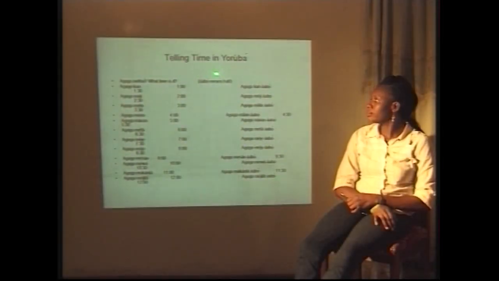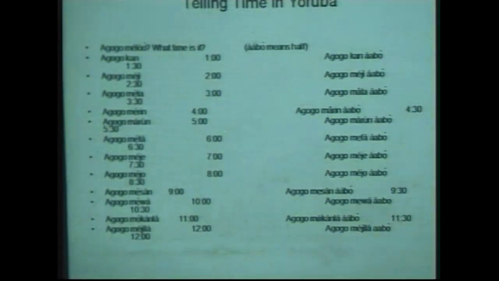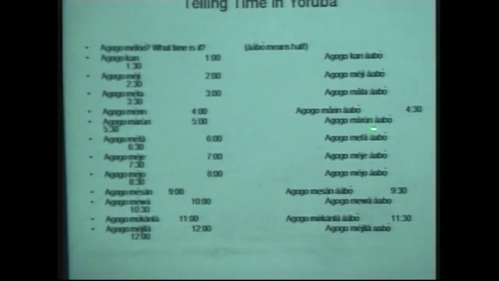Telling time in Yoruba. Agogo melo? What time is it? Abo means half. Agogo kan, 1 o'clock. Agogo kan abo, 1:30. Agogo meji, 2 o'clock. Agogo meji abo, 2:30. Agogo meta, 3 o'clock. Agogo meta abo, 3:30. Agogo merin, 4 o'clock. Agogo merin abo, 4:30. Agogo marun, 5 o'clock. Agogo marun abo, 5:30.